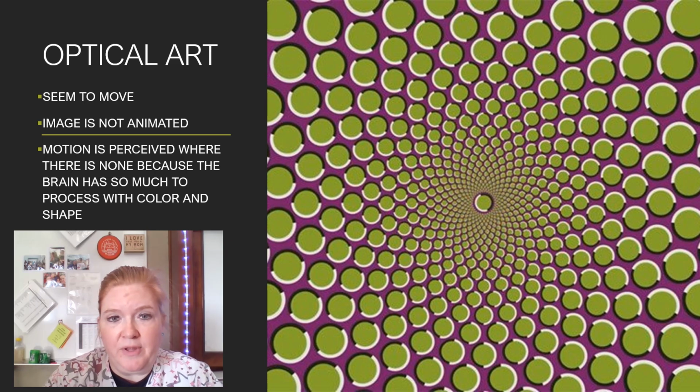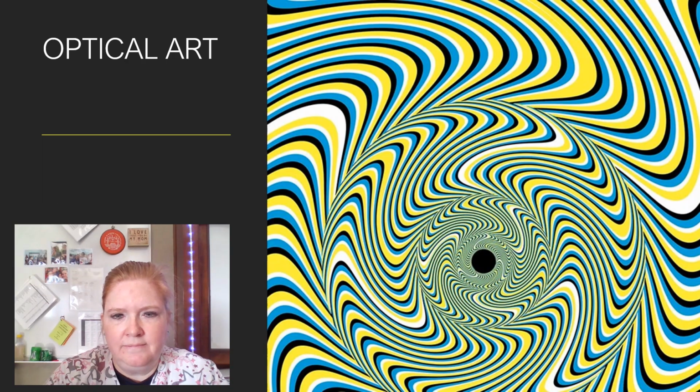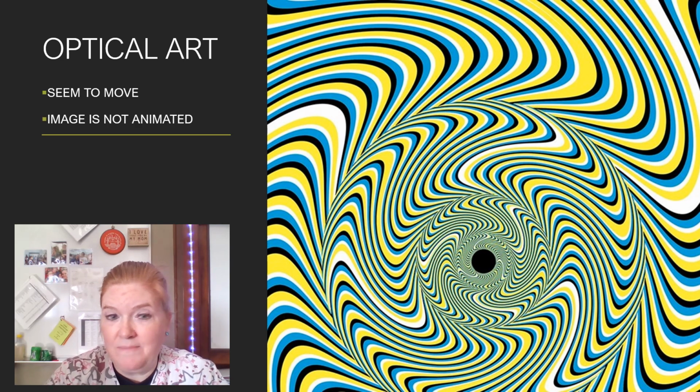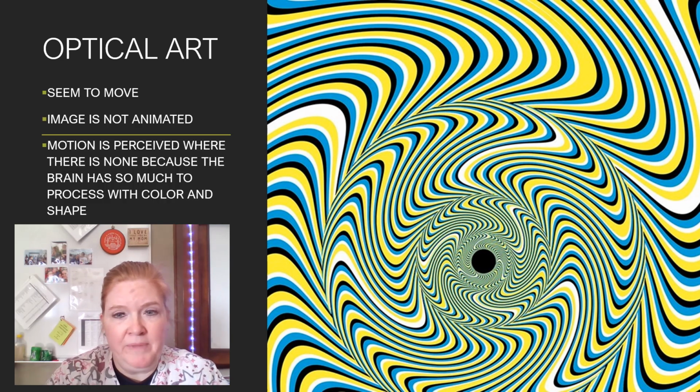Here's another example of optical art. Look at that. Oh, not animated. This is a still photo. Again, seems to move, but it's not animated. All right, ready? Let's try another one.